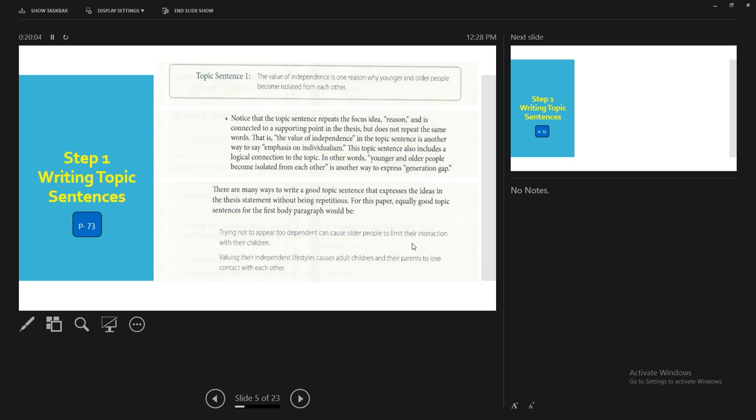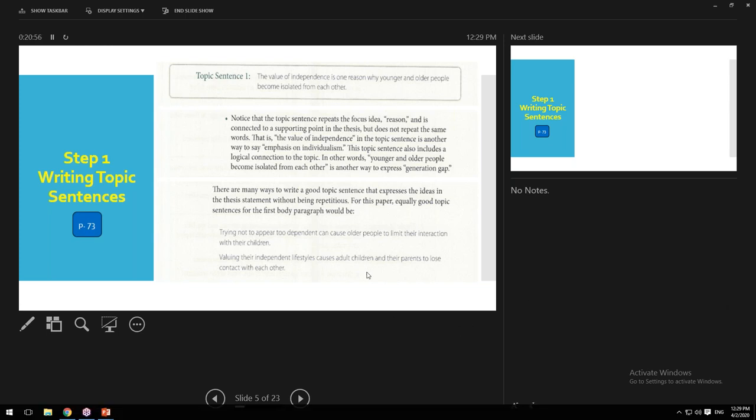Older people to limit their interaction with their children. This would replace the gap between the two generations. So this is one. Two, valuing their independent lifestyles causes adult children and their parents to lose contact with each other. Again, we are saying the same thing, but differently. Any question about the first one here? Any question? No? Okay. Thank you, Reem. Okay. Let's move on then.